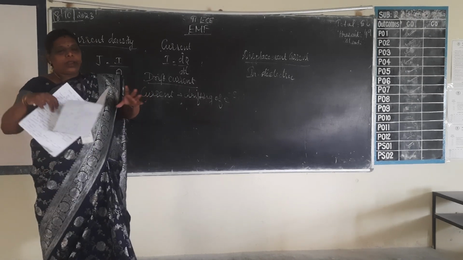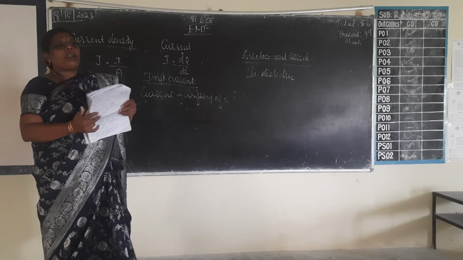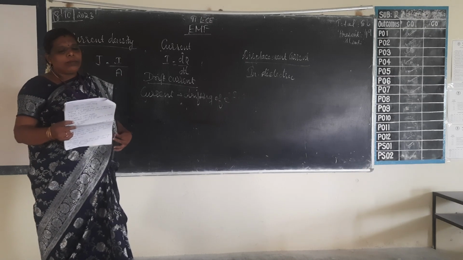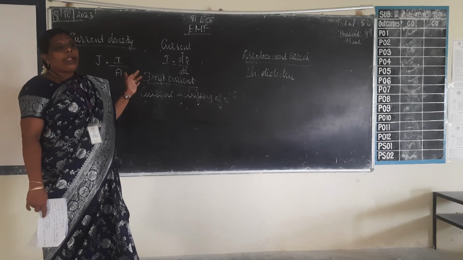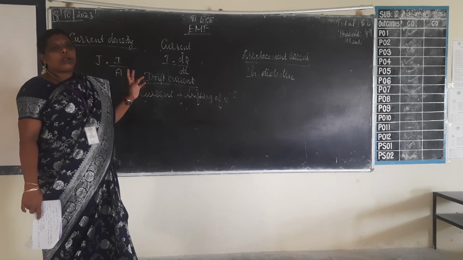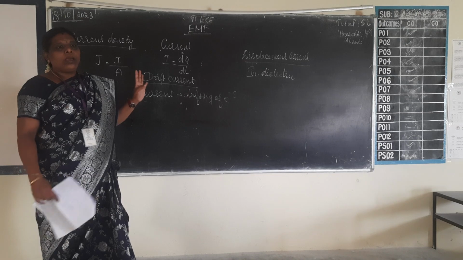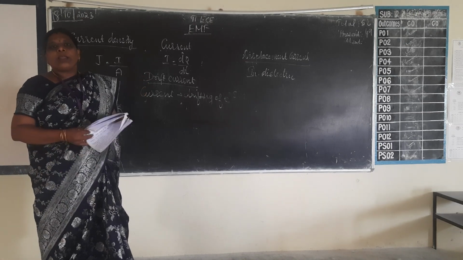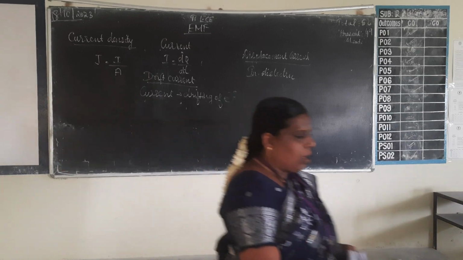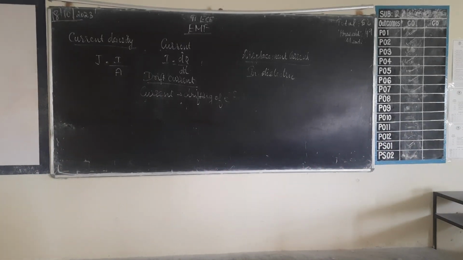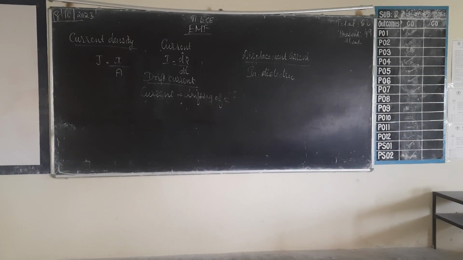Okay? Right. Now we'll go for current density. Now tell me, what is current density? Current density J is equal to I divided by A, or total current divided by your surface area. Okay? Now we'll find out the next one, the relation between J and I. How did they arrive at this relation?